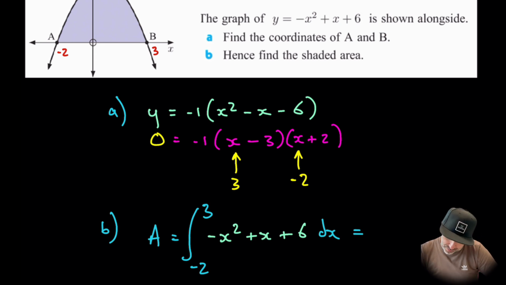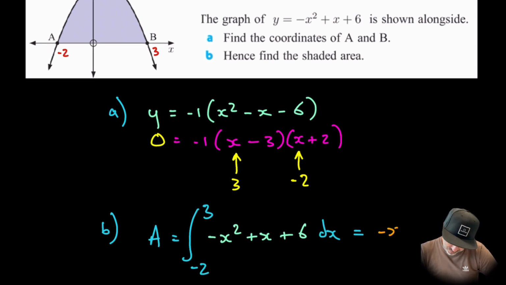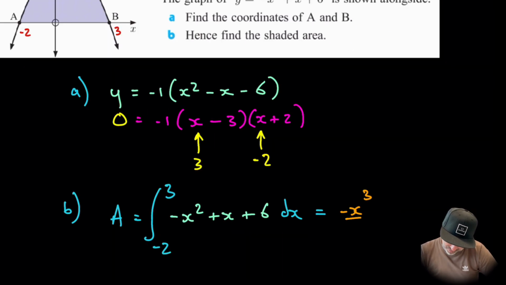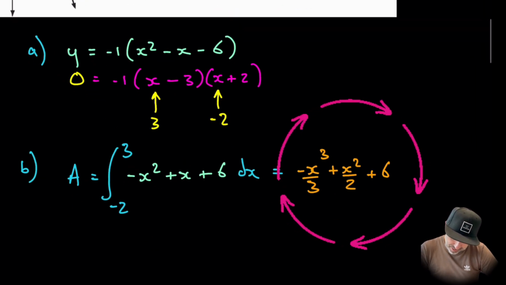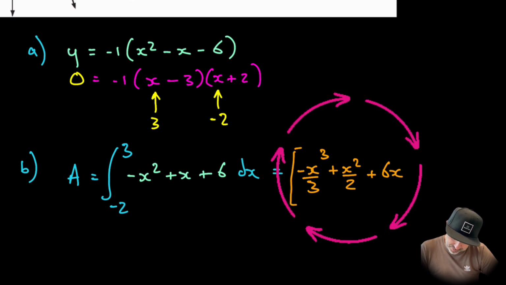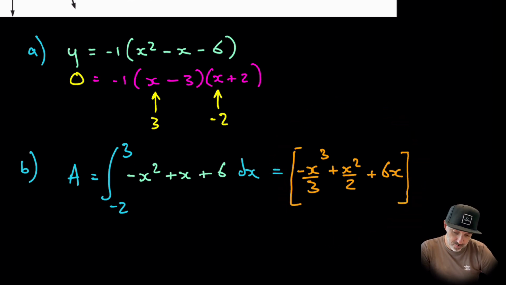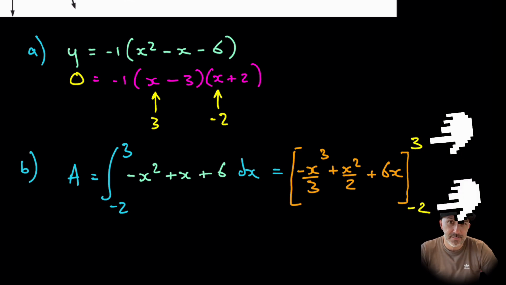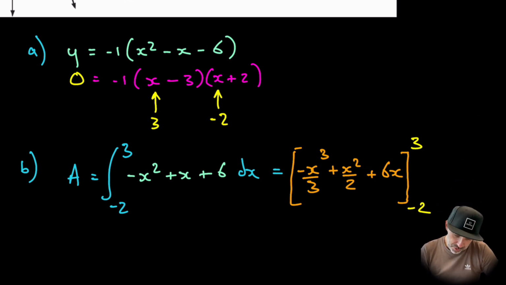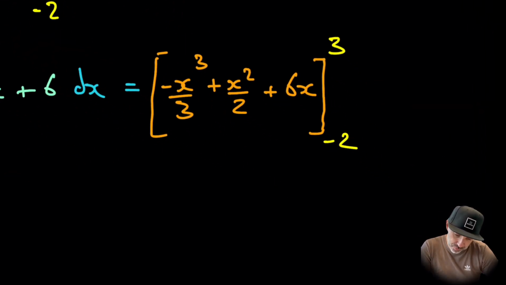So we'll get -x³/3 + x²/2 + 6x, and that's all going to be in these square brackets, like these integral brackets, and we need to put our limits of 3 and -2 on, as it's a definite integral. Now we just need to go ahead and substitute those in.